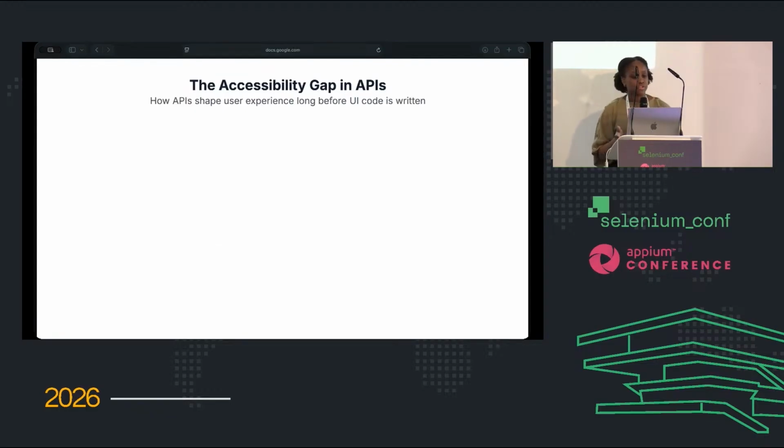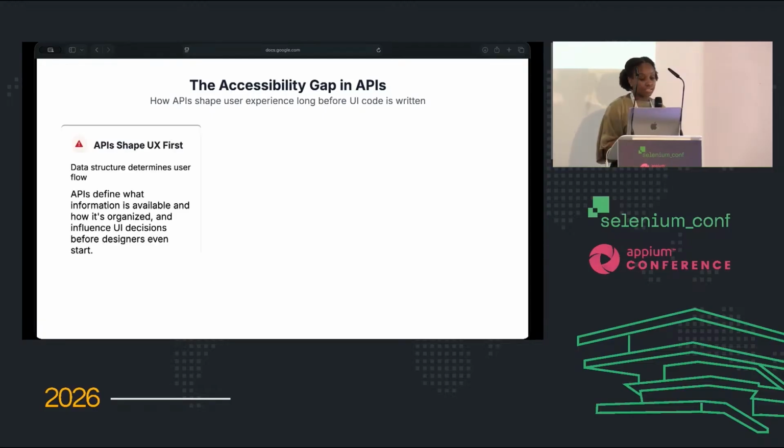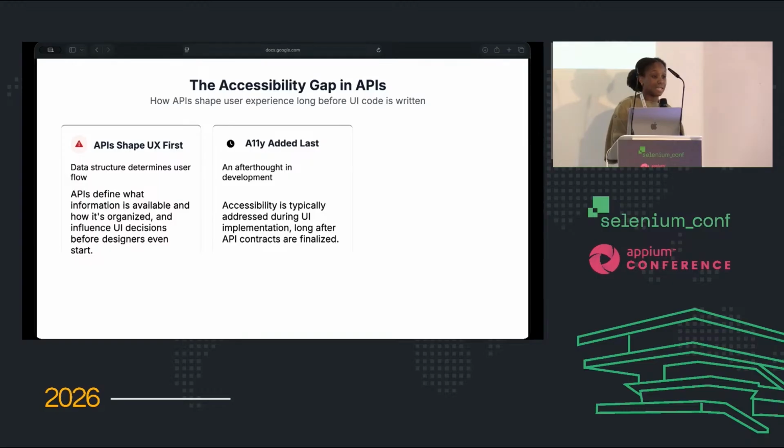Now, those examples show that there's a gap in our APIs, or at least room where we can shift the accessibility talk earlier on in the features workflow. So our APIs shape our UX first. They define what information is available, how it's organized, and influence UI decisions before designers even start. Many times, accessibility is added late. It's usually the last push to get a feature out, maybe the last milestone. So it's typically addressed during UI implementation and long after API contracts have been finalized.